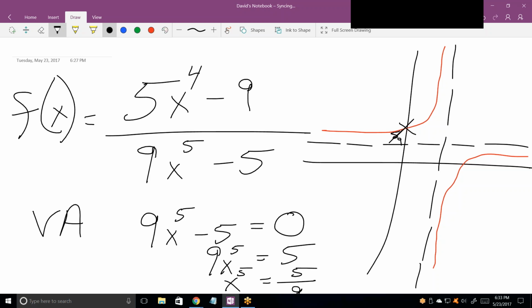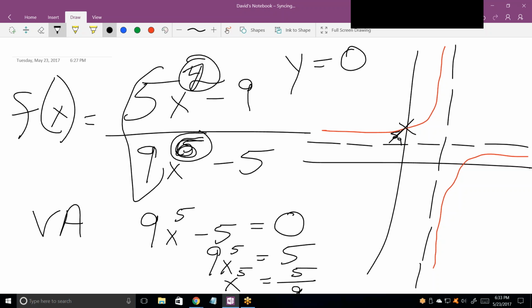Y equals 0. In other words, if the bottom is bigger than the top, and when I say that I mean the highest degree in the bottom versus the highest degree in the top, the asymptote is always y equals 0. And it doesn't matter how much. If that was 6, asymptote still y equals 0. If that was 2, asymptote still y equals 0. The only time it's not y equals 0 is if they're the same. Then it's the ratio of those coefficients.